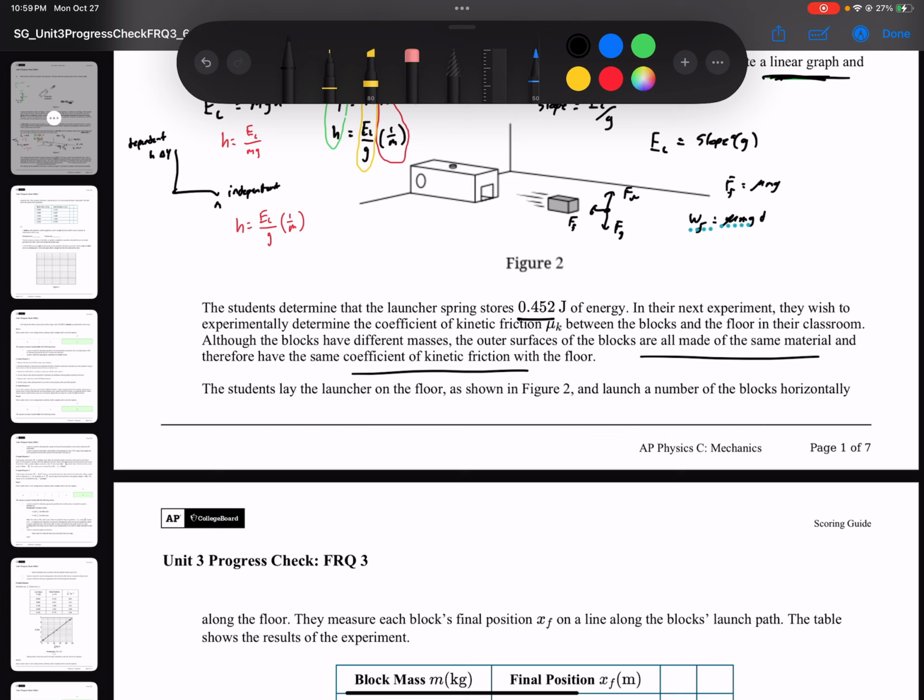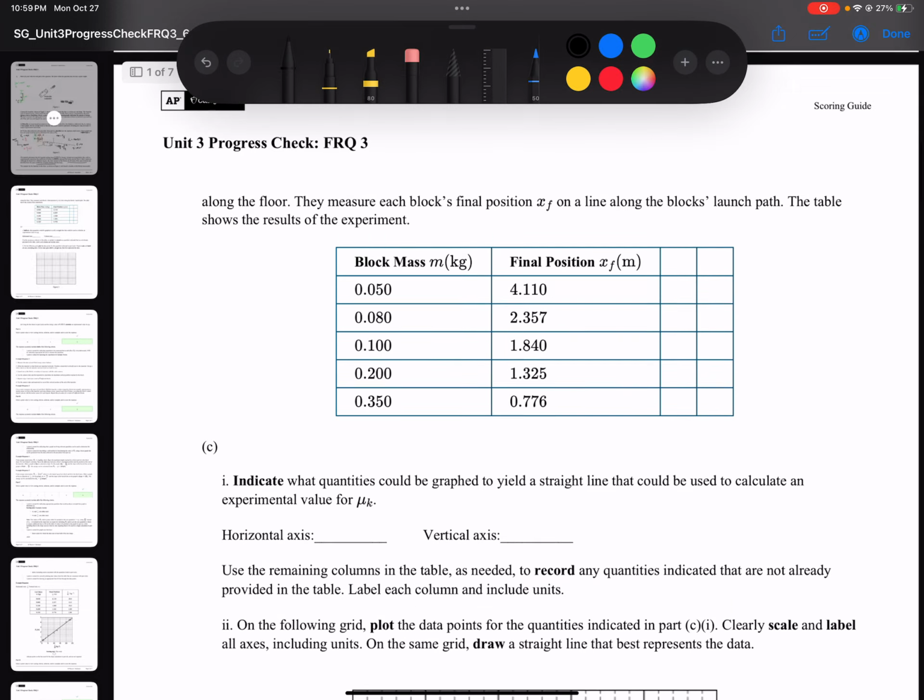And obviously, if they all have the same kinetic energy, because the spring is the same, they all are going to have 0.452 joules of energy. The heavier blocks are going to experience more friction, right? Because they're heavier, mu mg times d. So the heavier blocks experience more friction. They're not going to go as far. And that kind of matches with our expectations.